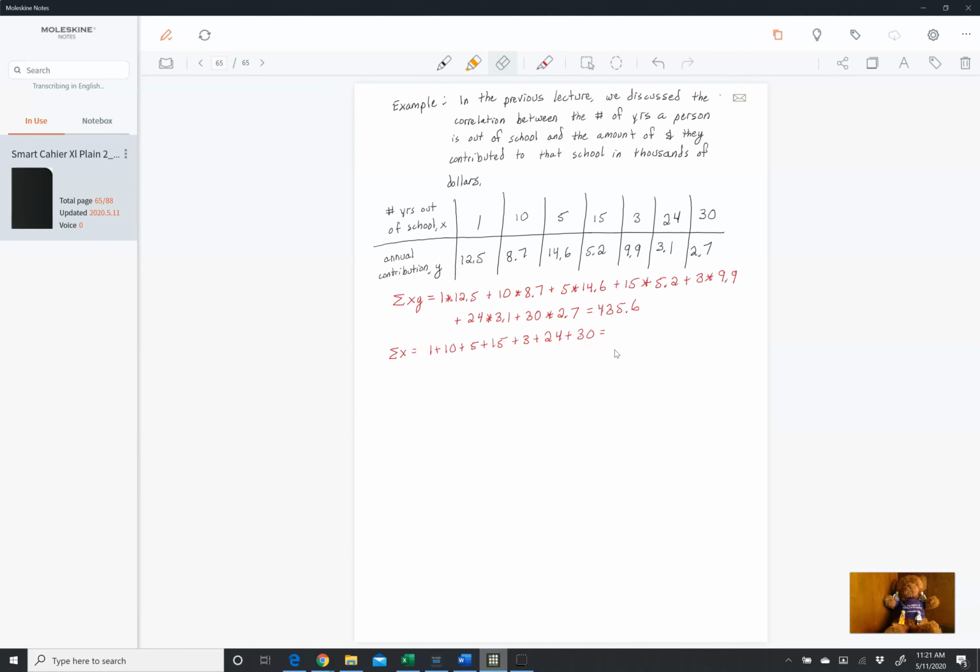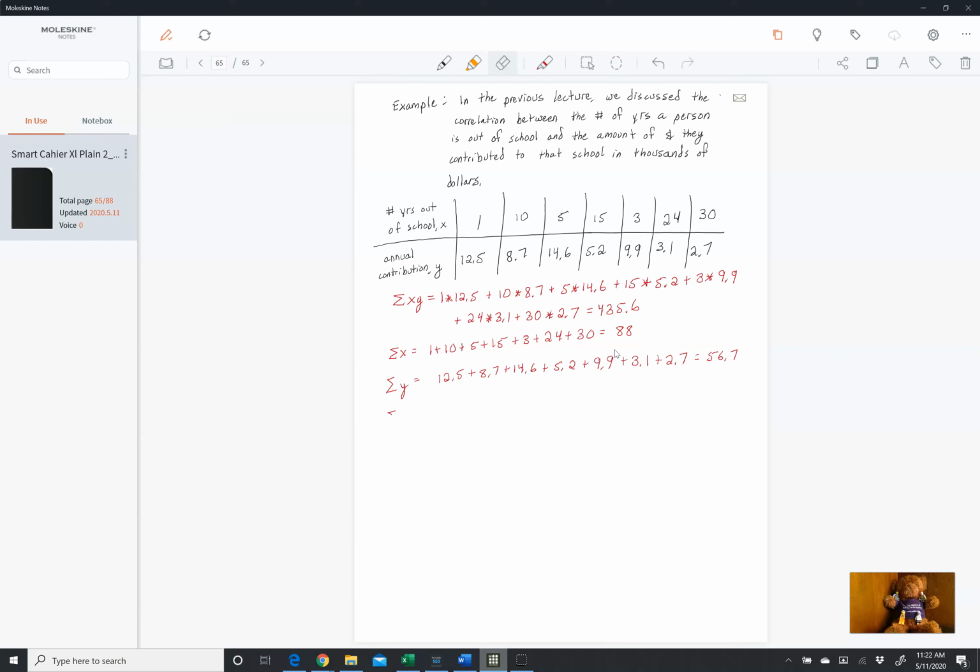That gives you 88. We're going to do the same thing for the y. So 12.5 plus 8.7 plus 14.6 plus 5.2 plus 9.9 plus 3.1 plus 2.7, and we get 56.7 here.